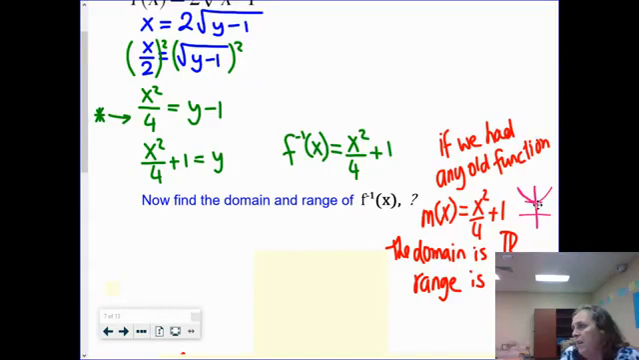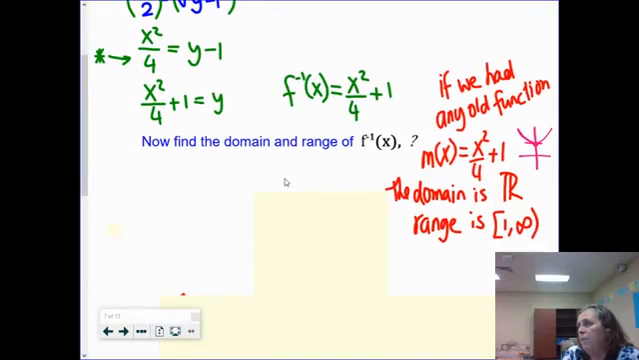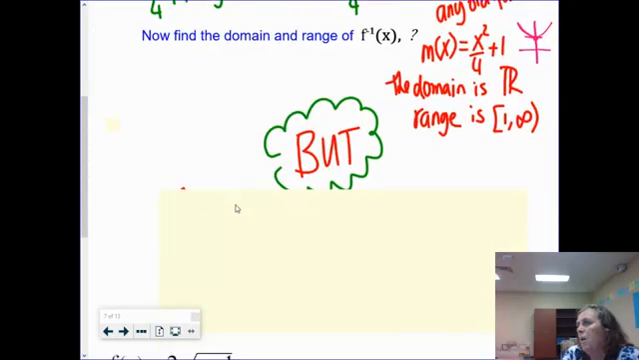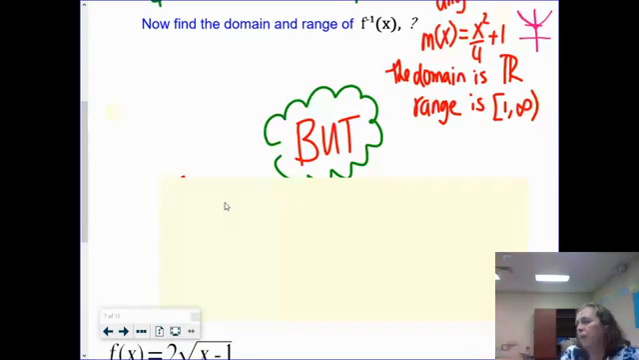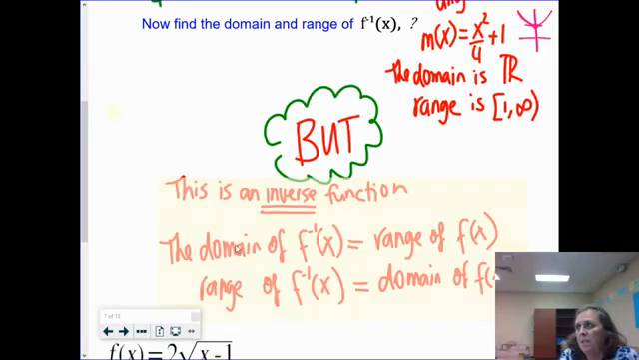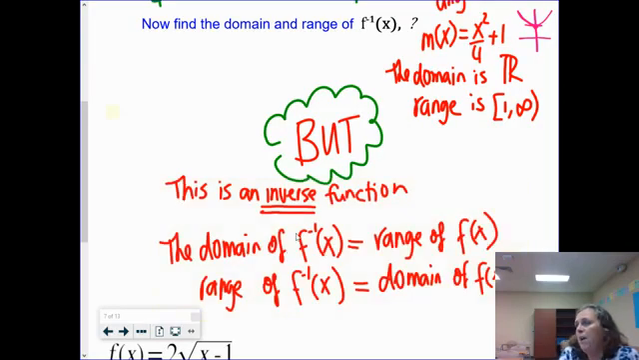So from this, our range is everything from 1 upwards, from 1 to infinity. That's what we think it is, but stop. No, this is not all right. We weren't just looking at any old function. We were looking at an inverse function, and there's a very important property you have to remember. When we have a function and an inverse function, remember the domain and the range switch places. The domain of our inverse function has to equal the range of our original function, and the range of our inverse function has to equal the domain of our original function. They have to be interchangeable.